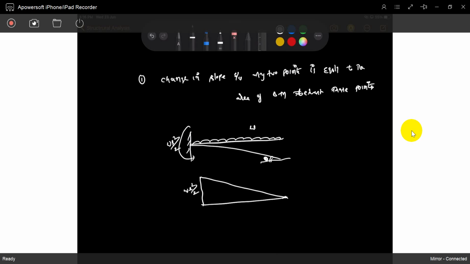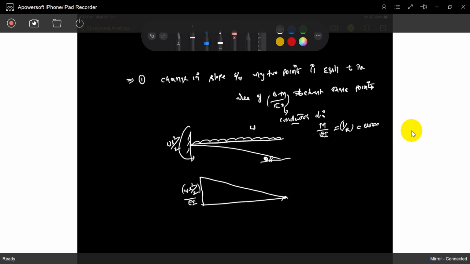How can you find it? See, the first theorem is that the change in slope between any 2 points is equal to the area of the curvature diagram between those points. What is bending moment divided by EI? M by EI is 1 by R, and 1 by R is curvature. So it is the area of the curvature diagram between those 2 points. This is M by EI.